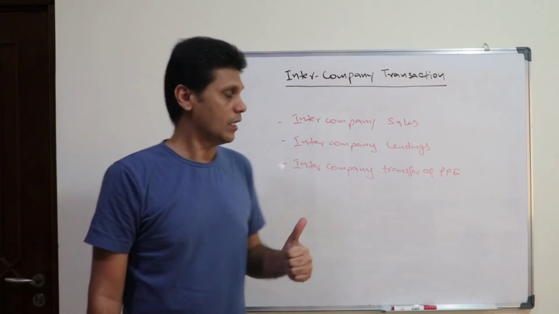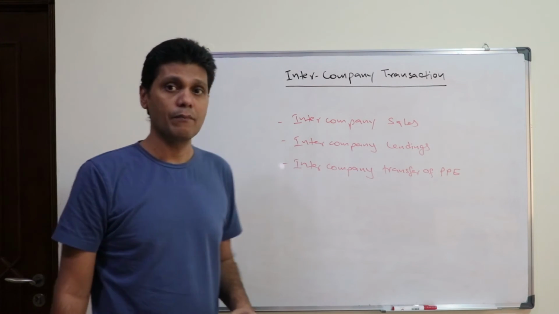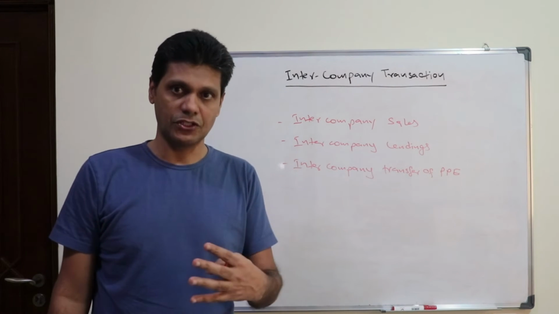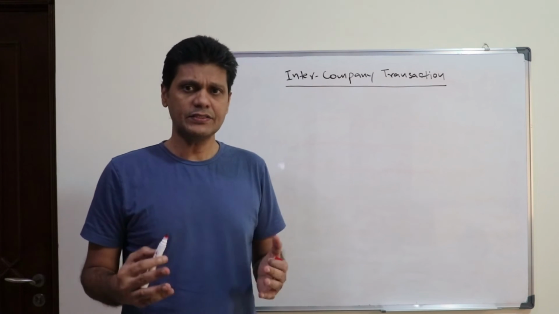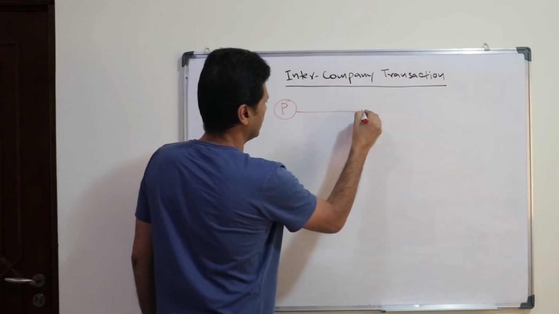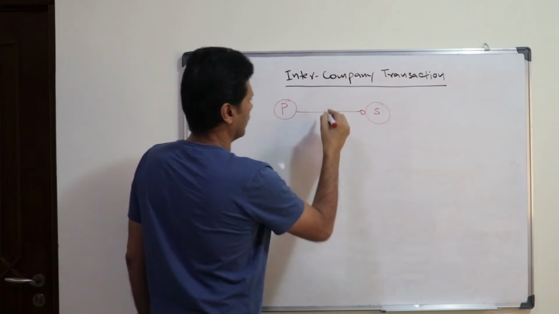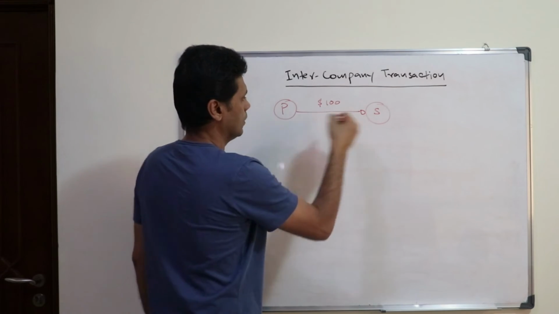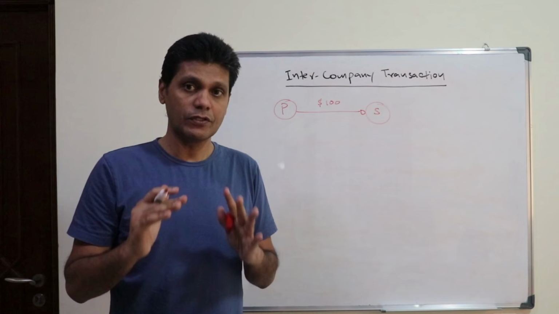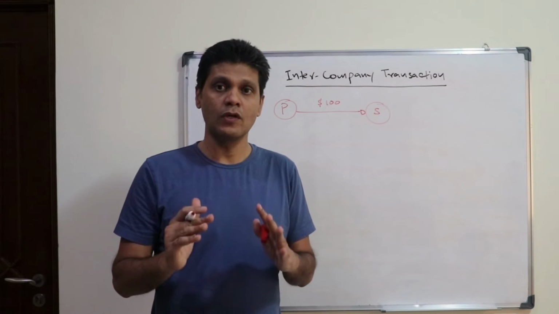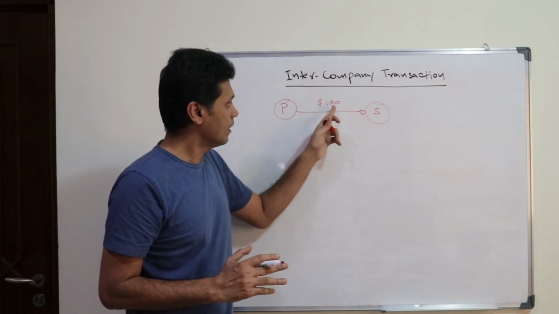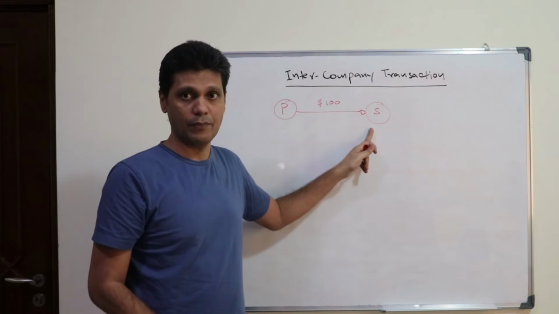First and foremost, let me discuss intercompany sales. In order to discuss this, let me take an illustration. Let's assume P company has sold $100 worth of goods to S company. Let's assume there is no profit. So without profit, let's try to understand how to account for this intercompany transaction.